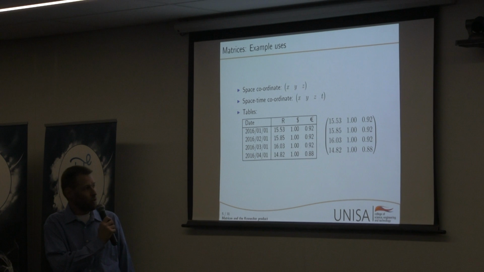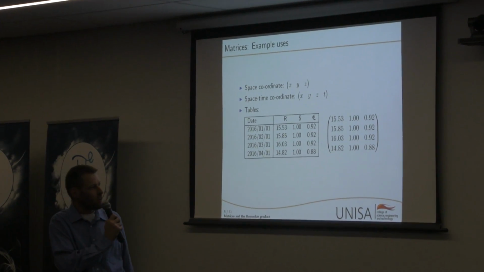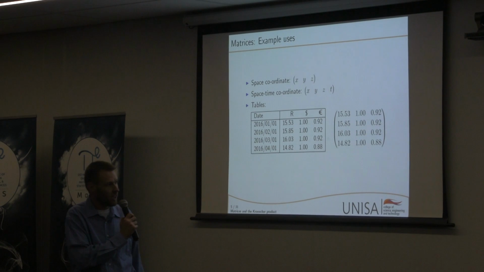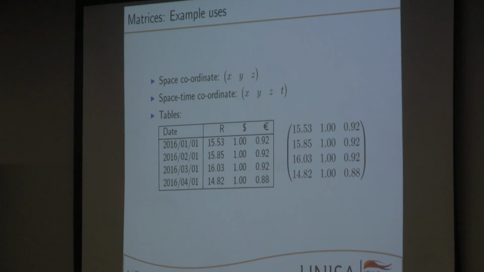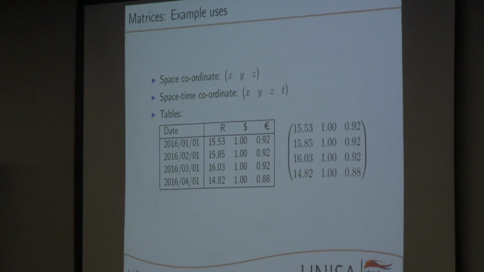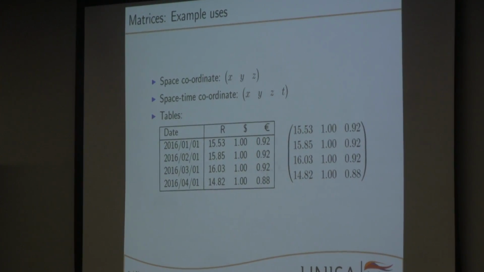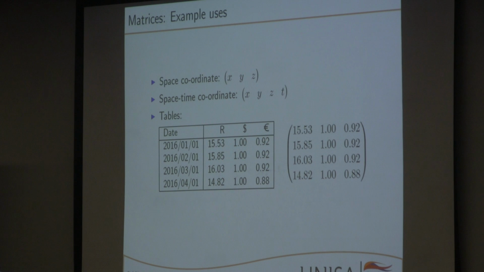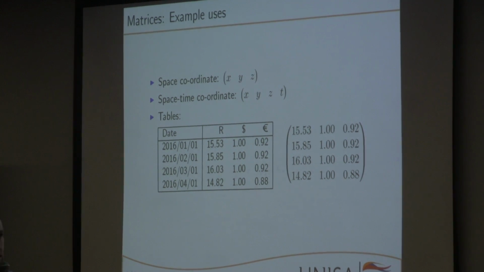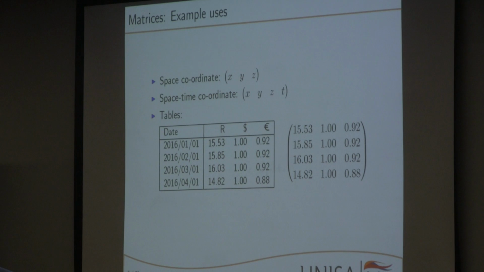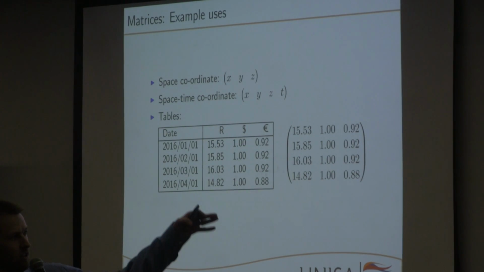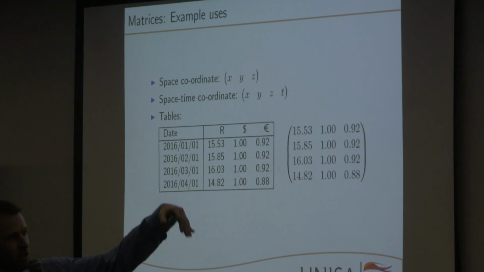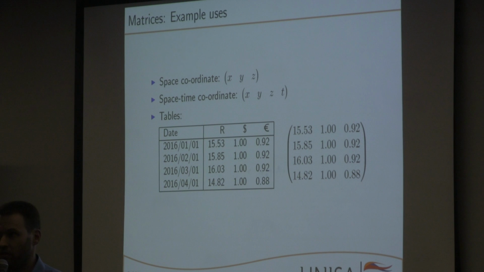Other places where you would use matrices is coordinates in space, X, Y, and Z. Coordinates in space-time, X, Y, Z, and T. And you can see there are different sizes. Or maybe, for example, here we've got the exchange rate between the rand, dollar and euro. Of course, we could choose which one we want to use as the basis for this comparison. But this is a collection of numbers according to dates. And so the rows can be the dates and the columns can be the exchange rates, the relative exchange rates.